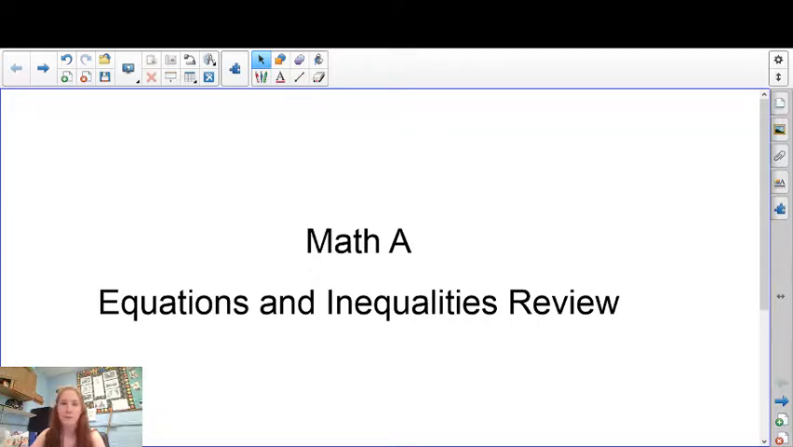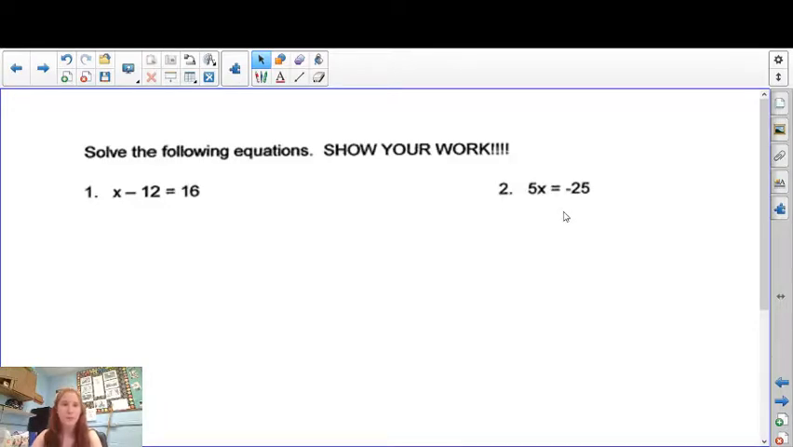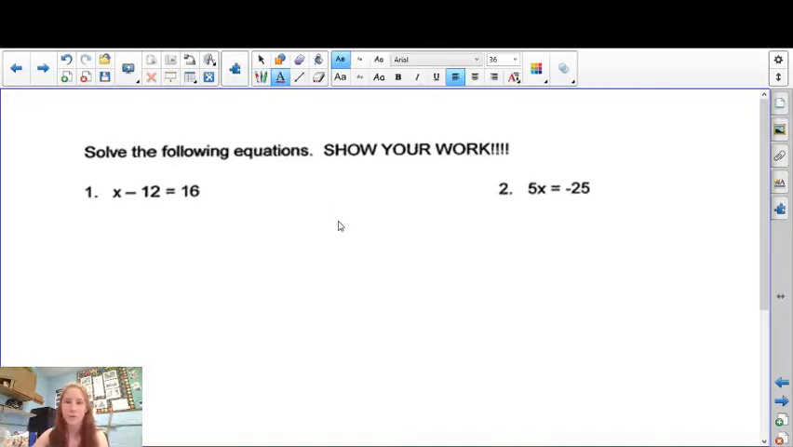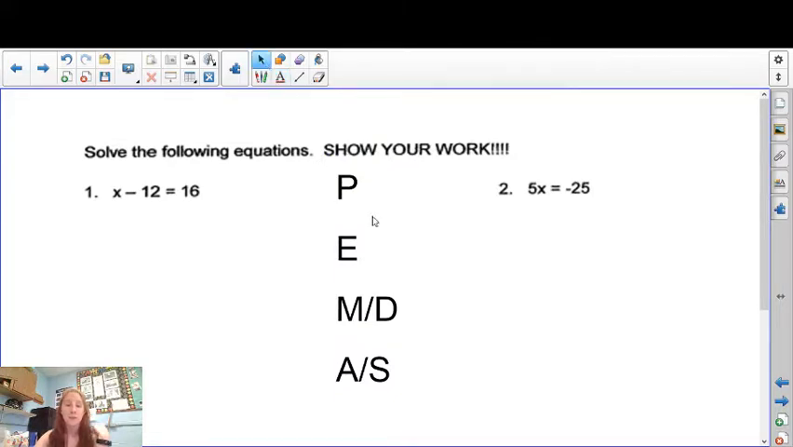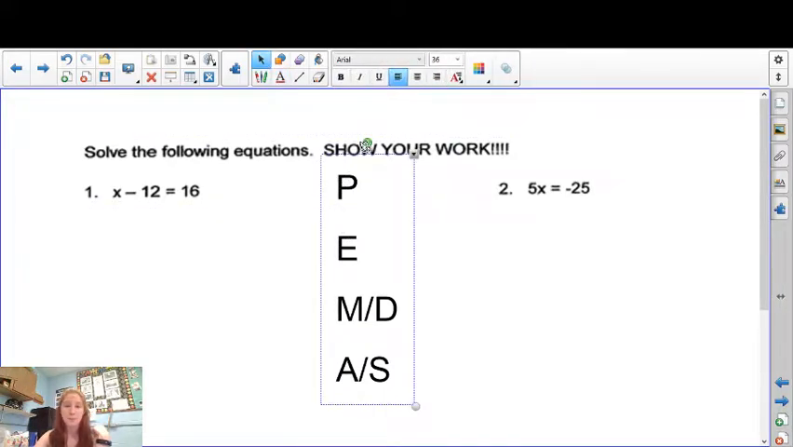All right, everyone. Welcome back to our equations and inequality review for Math A. So we're going to go ahead and solve these equations. We're going to remember that when we solve equations, typically we work with our parentheses, our exponents, our multiplication or division from left to right, and then our addition or subtraction from left to right. And that's if we're solving to simplify them.